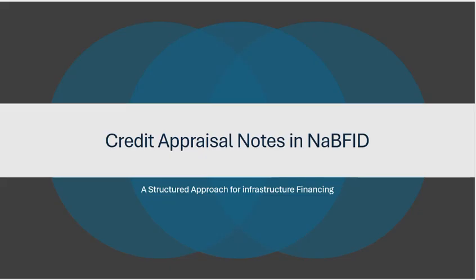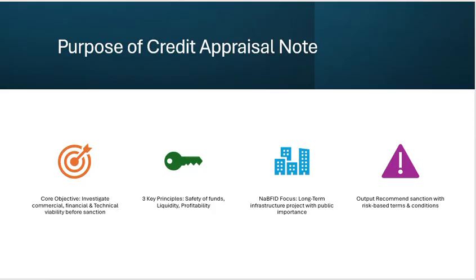So let's discuss the purpose of the credit appraisal notes. The core objective of the credit appraisal note is to investigate the commercial, financial, and technical viability before the sanction. We investigate, analyze, and identify the commercial, functional, and technical viability of the project. So we do the feasibility study, where we check whether the project is commercially, technically, and financially feasible or not.